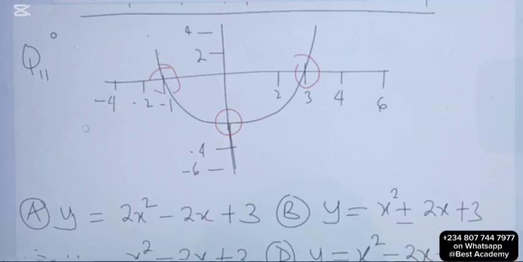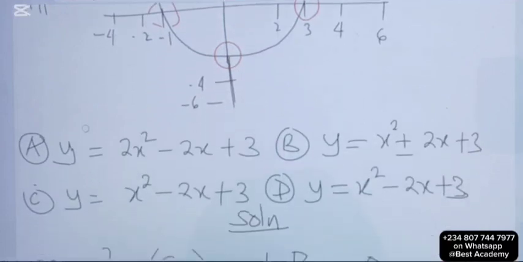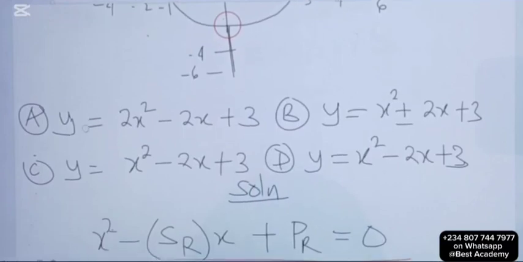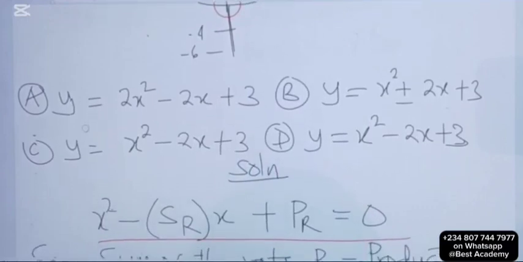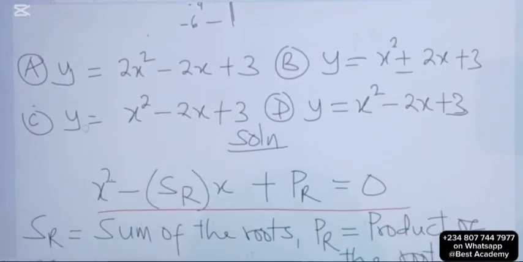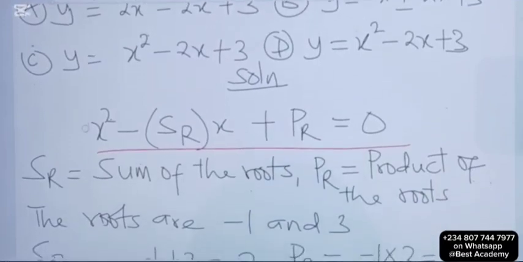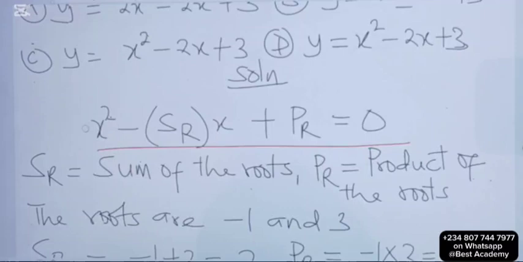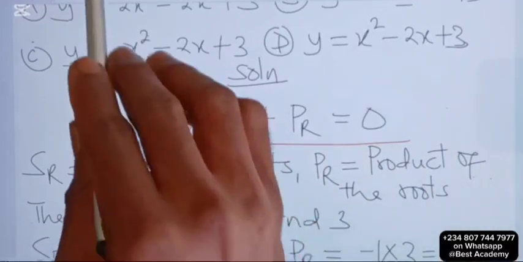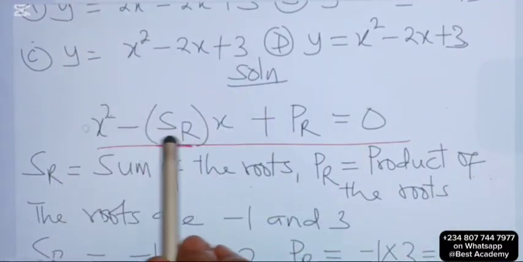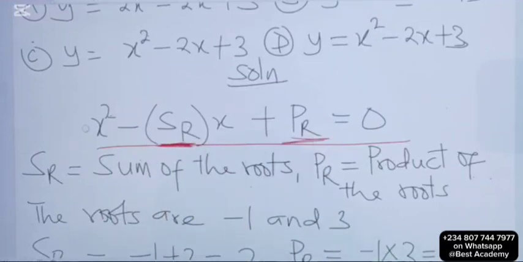Okay. Now in terms of forming a quadratic equation using the given roots, we say that the formula is s squared minus sum of the roots times s plus product of the roots is equal to 0. Please take note. So our intention here is to find the sum of the roots and the product of the roots. So we'll go back to the graph there.